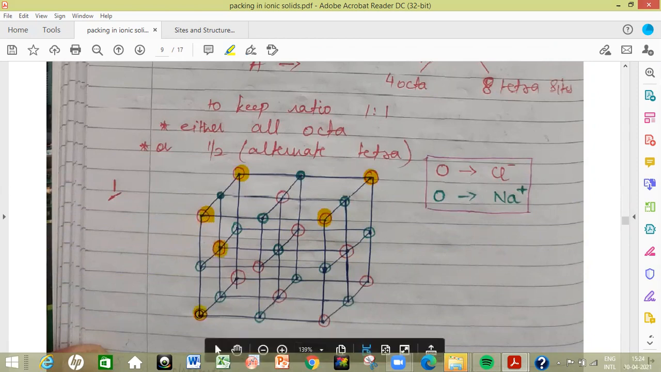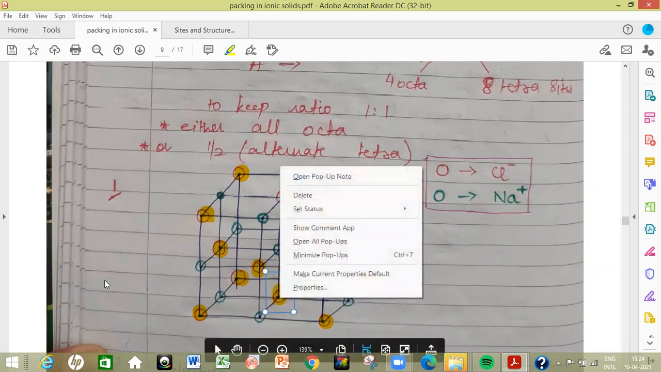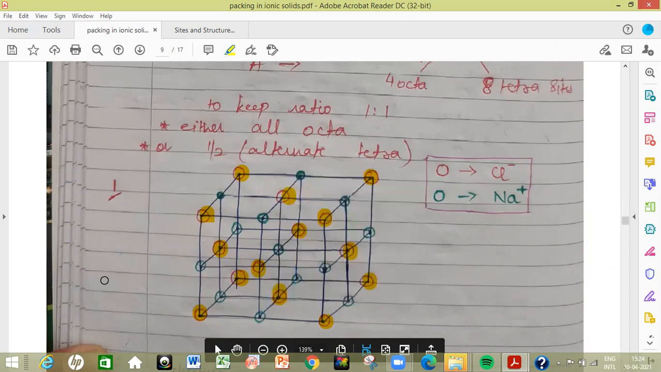These are the corners, one. So we have marked the 8 corners and 1 face so far. So this is the second face atom, third one, fourth one, fifth one, and the sixth one. So these we have marked all the corner atoms and the face center atoms as yellow in color. They are representing the chloride ions and also they are making the FCC lattice.